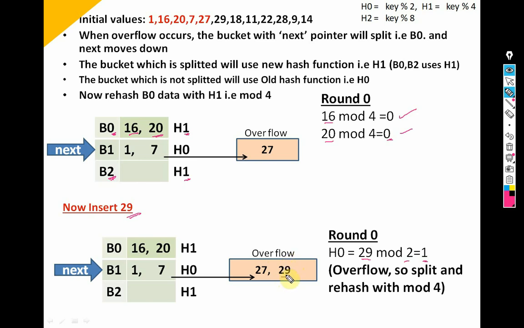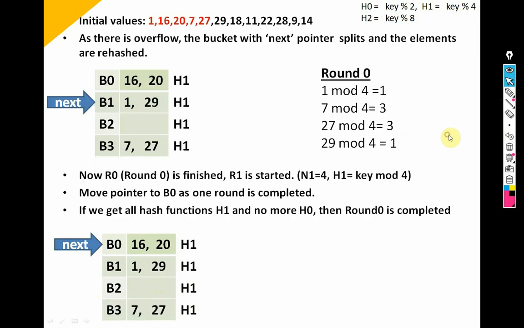As I told you previously, whenever the overflow occurs, the 4 points are to be observed. The first point, the bucket with the next pointer gets split. Second point, the hash function gets increased, h0 becomes h1. And the data values are to be rehashed. And the next moves to the next bucket. That's what I'm going to do. You remember the values 1, 7, 27 and 29. These values will be rehashed. See here in the next slide.